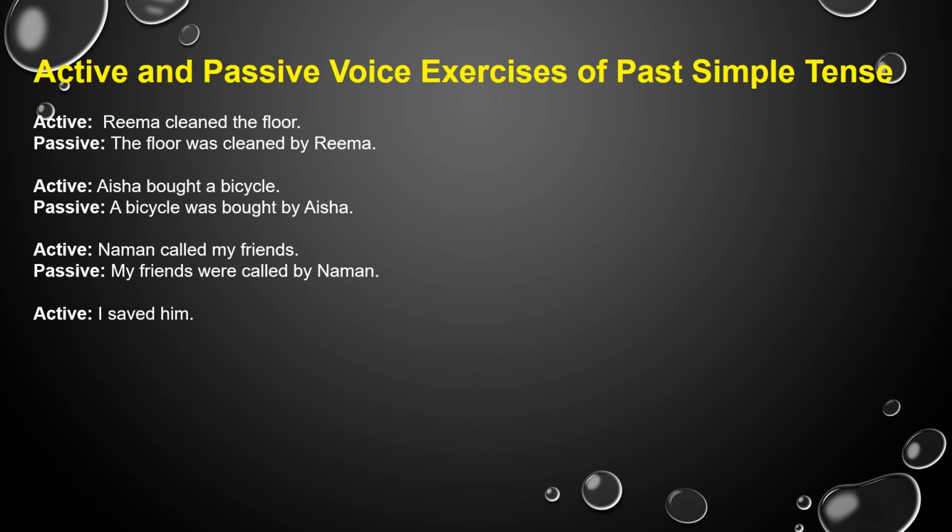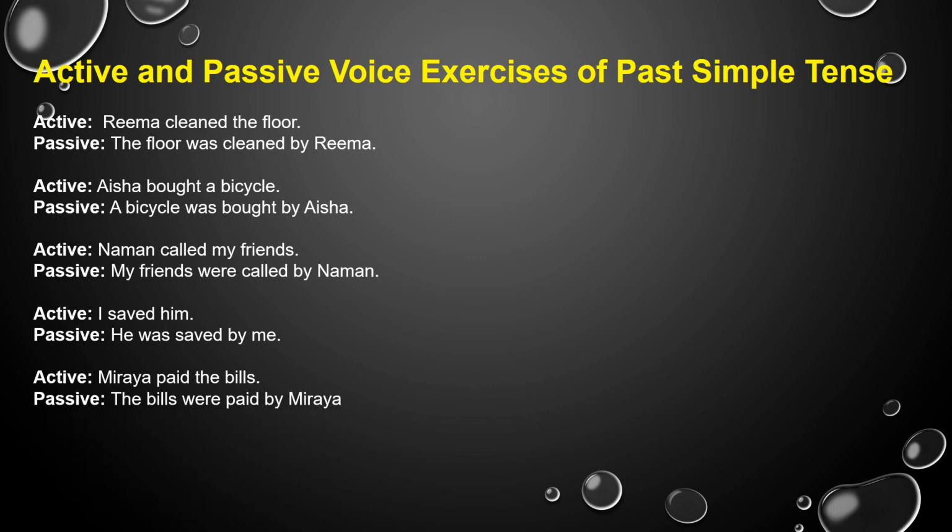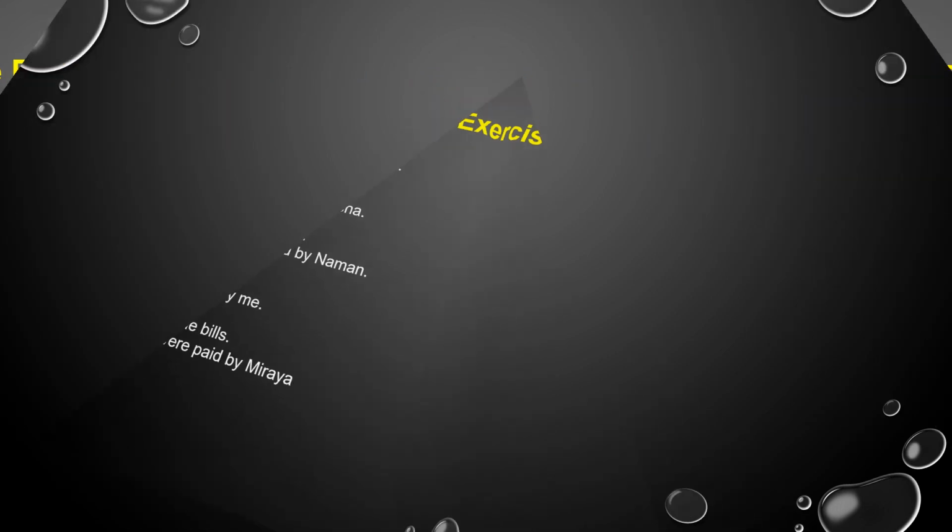Active voice: I saved him. He was saved by me. Next, active voice: Merina paid the bills. The bills were paid by Merina.